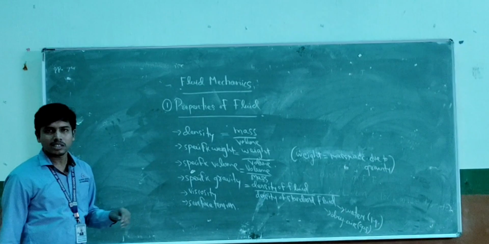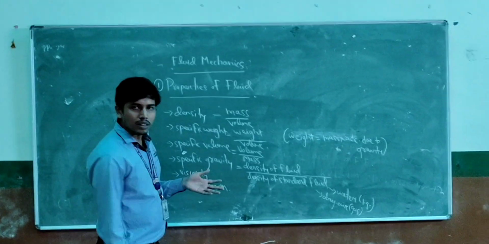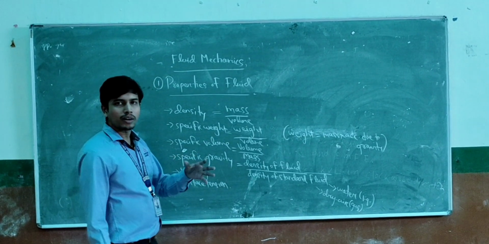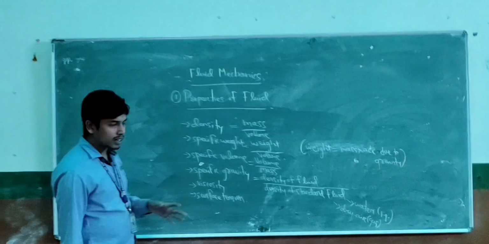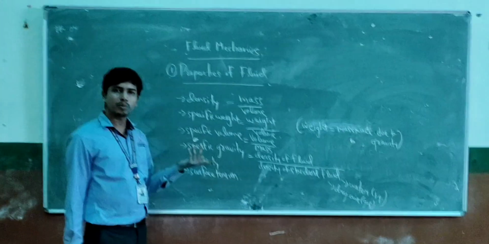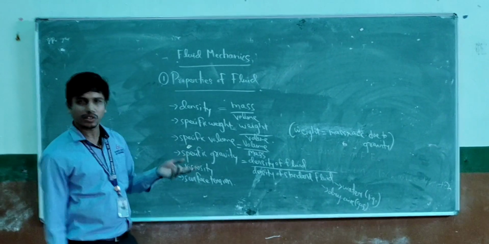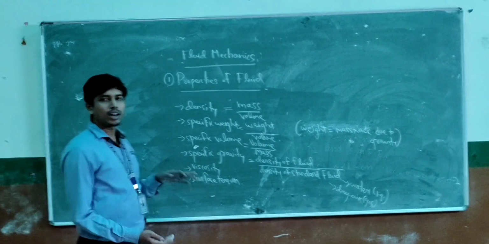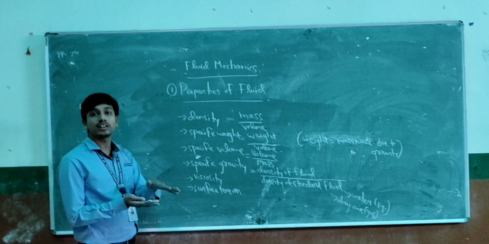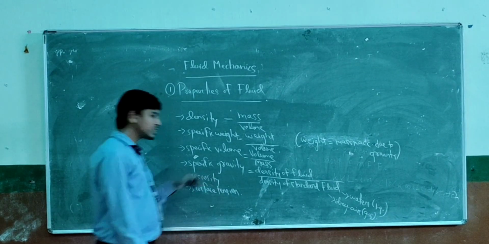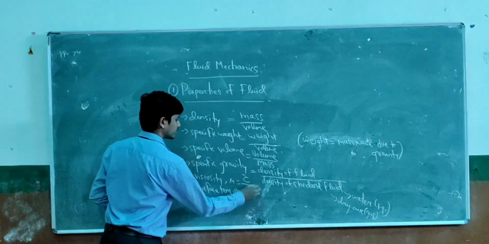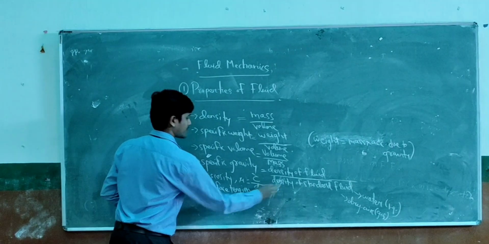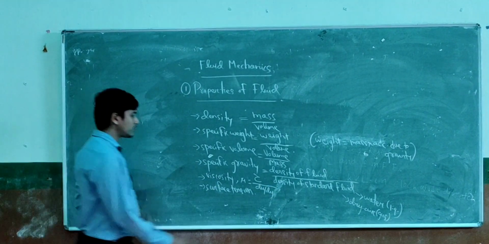Then viscosity. It is the property of fluid in which one layer of fluid flows with respect to another layer of fluid. Okay, this is one of the properties. In short, we can say it is friction. Like we say friction in a solid body, we say viscosity in a fluid body, because due to this property only, one layer of fluid flows over another adjacent layer of fluid. Okay, so its mathematical formula is tau by du by dt.